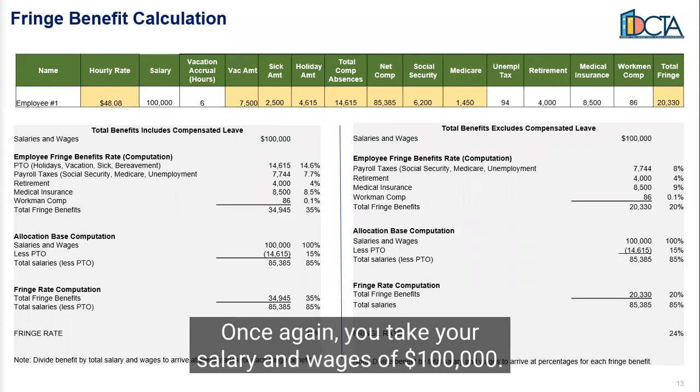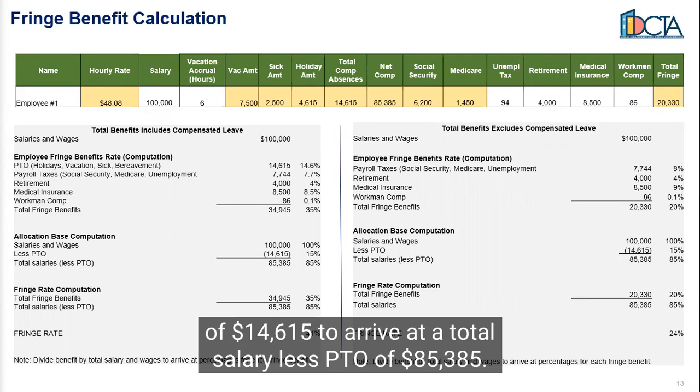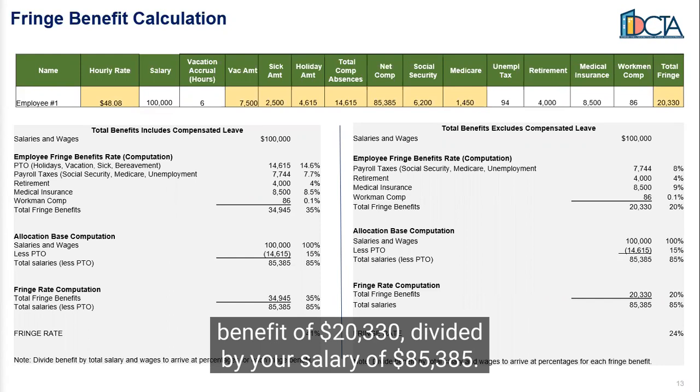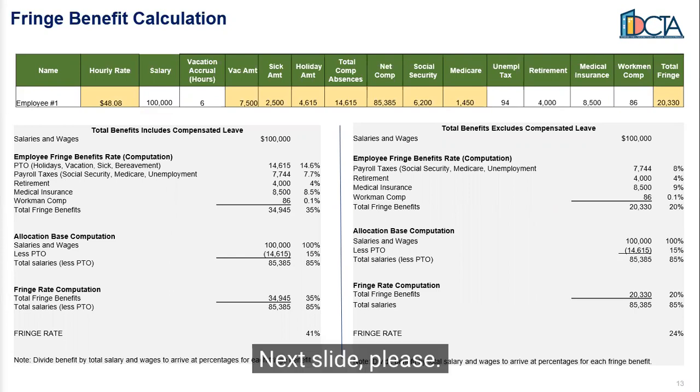The next step is to prepare your allocation base. Once again, you take your salary and wages of $100,000, you back out your PTO / compensated leave of $14,615 to arrive at a total salary less PTO of $85,385. You then compute your fringe rate, which is your total fringe benefits of $20,330 divided by your salary of $85,385. And in this example, you arrive at a fringe rate of 24%. Next slide, please.